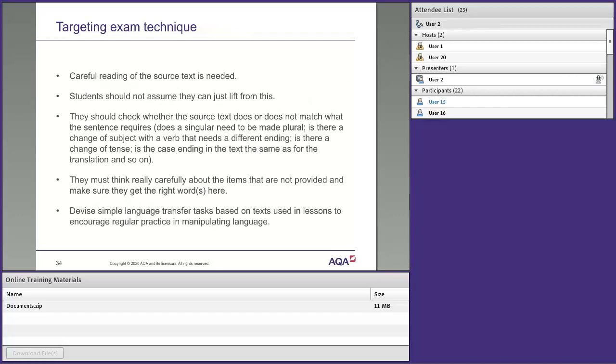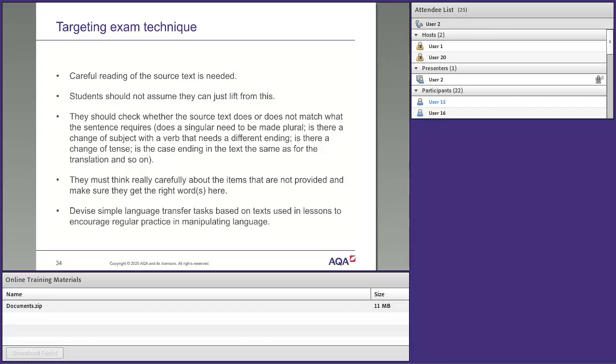Careful reading of the source text is needed, and I work on this with students before telling them they're going to use it for a translation. They're very tempted to go straight to the translation without looking at the text and how they can use it. They shouldn't assume that they can just lift from it. They must know that they've got to try and manipulate the language. So they should check whether the source text does or doesn't match what the sentence requires. So does a singular need to be made plural?